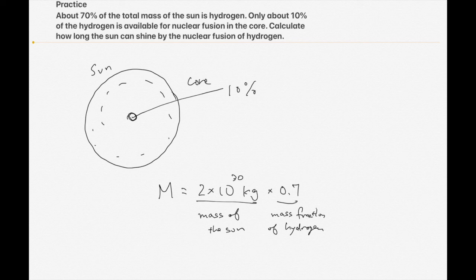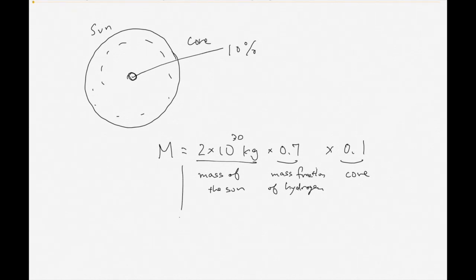So we have to multiply by 0.7 to get the mass fraction of hydrogen, times 0.1, since 10% of the hydrogen is located in the core. Then you can calculate the total available mass of hydrogen. It becomes 1.4 times 10 to the 29 kilograms. This is the mass of hydrogen we could use.